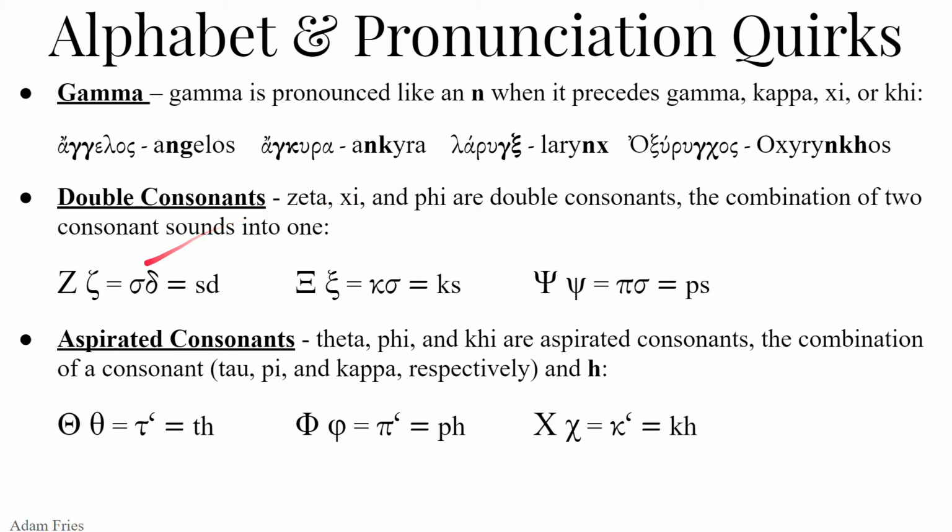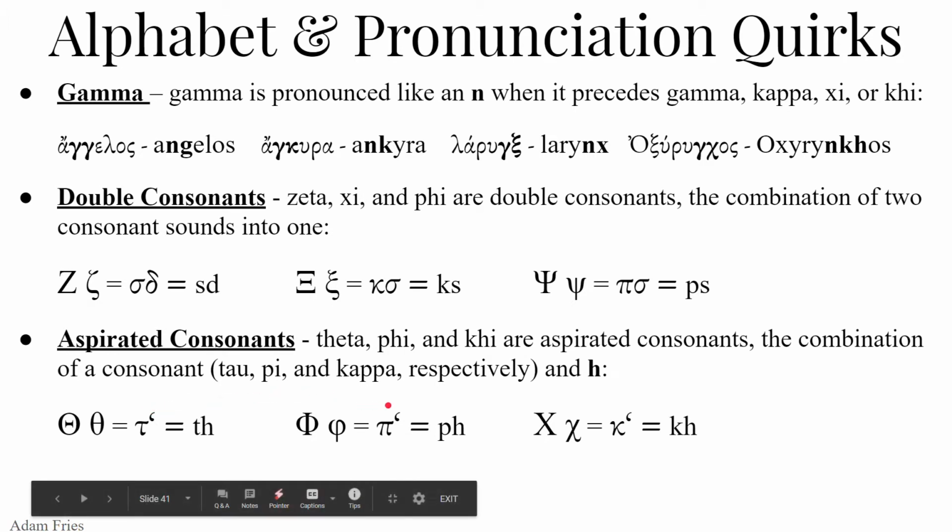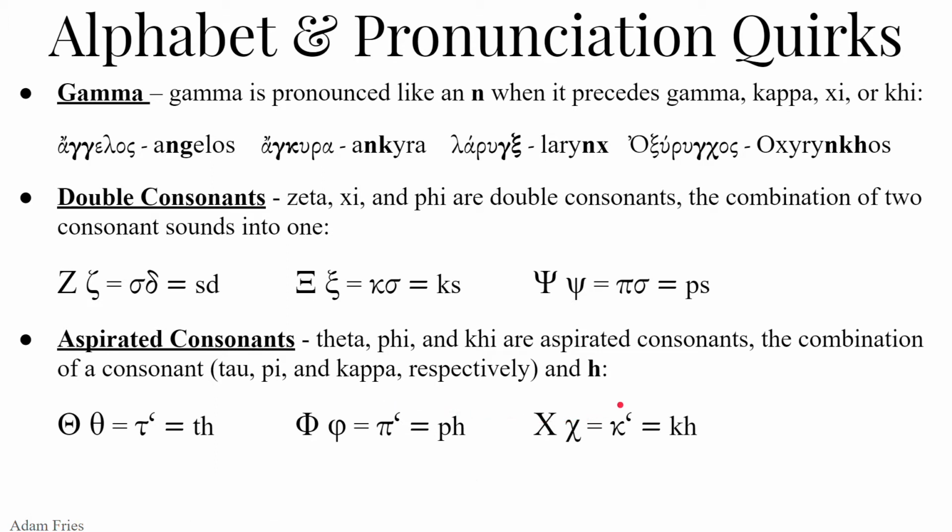Double consonants, that would be zeta, xi, and psi, not phi. Those are double consonants, the combination of two consonant sounds into one. So we have zeta, we have xi, and psi, not phi, psi. Aspirated consonants are theta, phi, and chi. Those are the aspirated consonants, where theta is tau plus the aspirate, so theta. Phi is pi plus the aspirate, phi, and kappa plus the aspirate is chi.